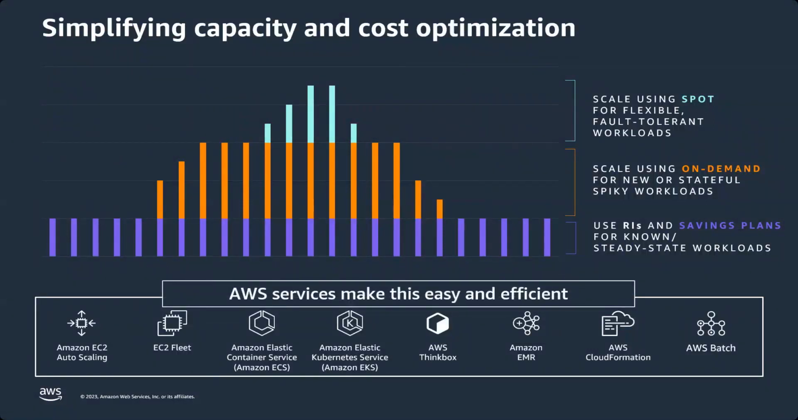So summarizing, the recommendation is to use reserved instances and savings plans for known and steady state workloads. You can scale using on-demand instances for new or stateful spiky workloads. And finally, you can also scale by using spot instances for flexible and fault-tolerant workloads.